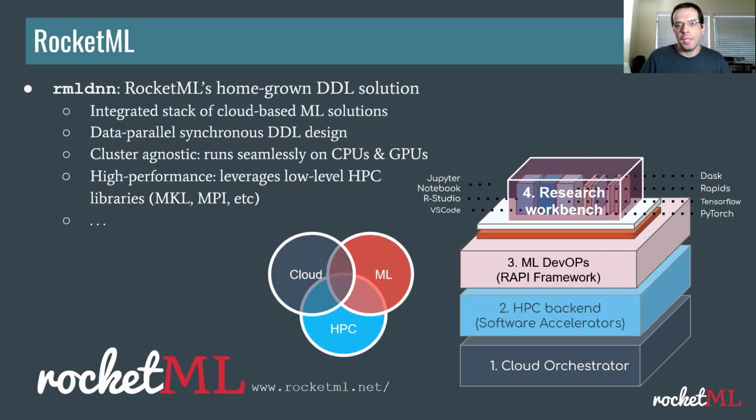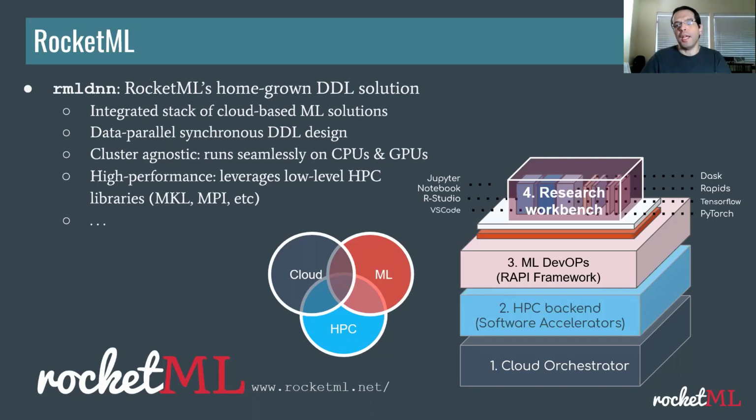So the last deep learning tool that I would like to take a look at is RocketML's own homegrown distributed deep learning solution, RML-DNN. What this is, it's actually part of a bigger stack of integrated cloud-based machine learning solutions that starts at the bottom with a cloud orchestrator component that interacts directly with the hardware and the cloud resources and cluster management systems like Slurm to allow a user to say, spin up a cluster, change cluster configuration, add machines, drain the cluster, all at the push of a few buttons through a nice graphical interface.